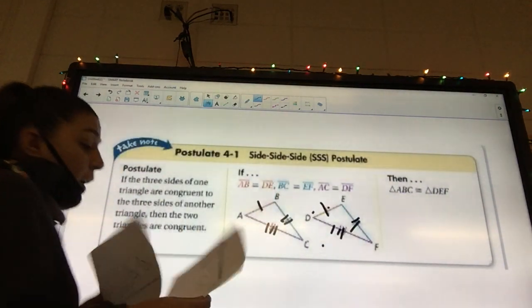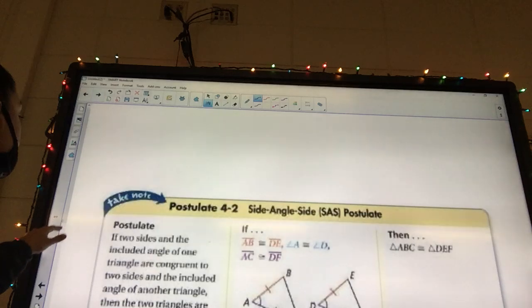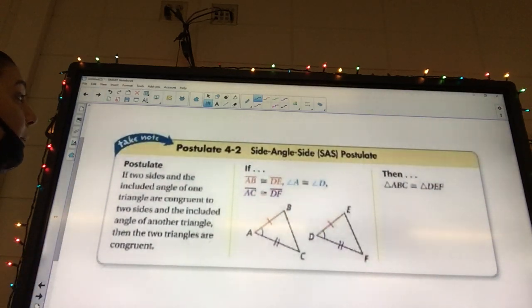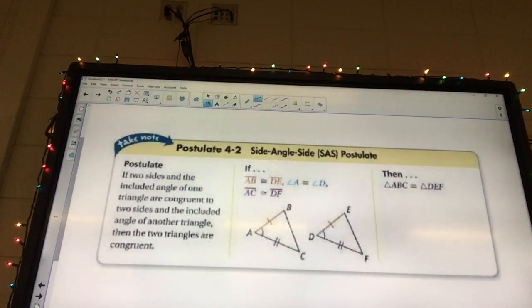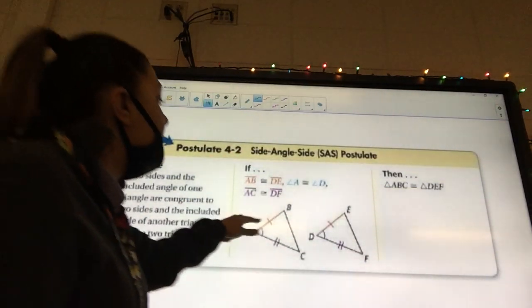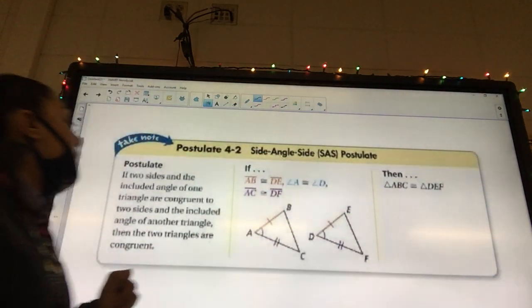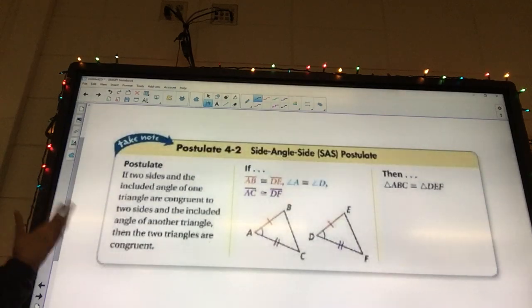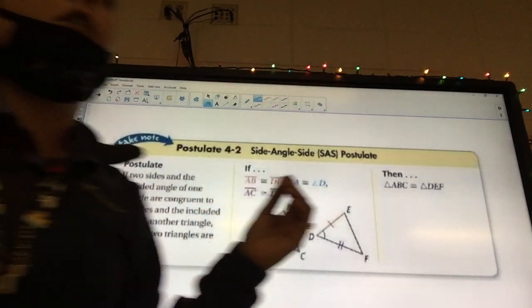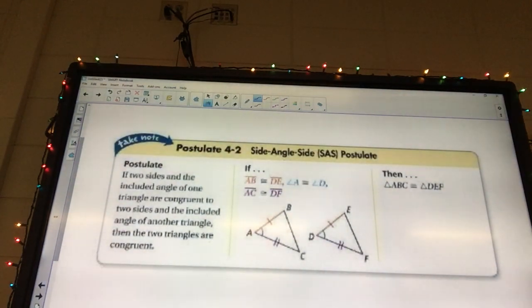The other postulate, and this is the hard one, it's not hard, it's just tricky, is the side, angle, side. So you guys need to think about that. It said side, side, side. This one says side, angle, side. What it says is if two sides of the triangle and the included angle, and that's the kicker. The included angle means you have a side and then the angle between the two sides.